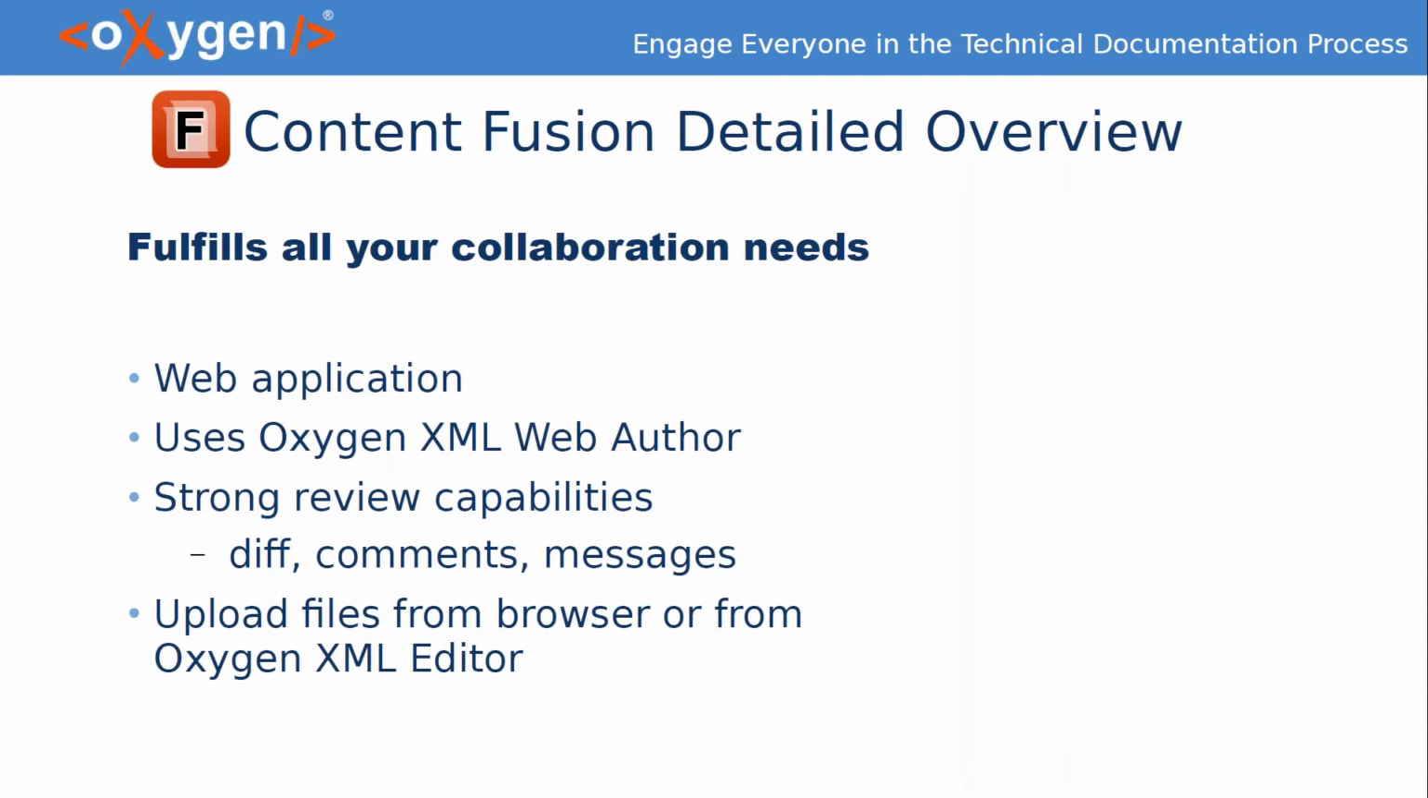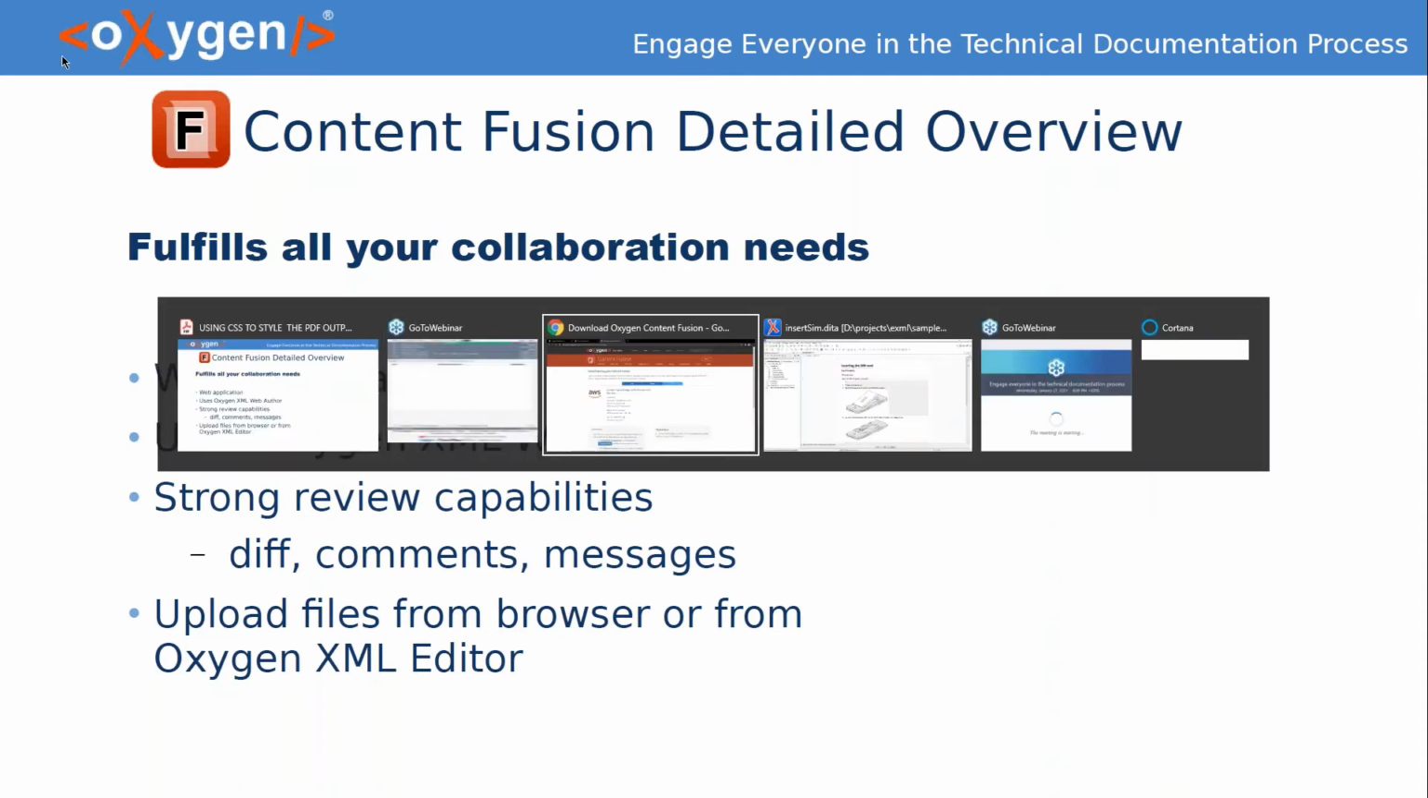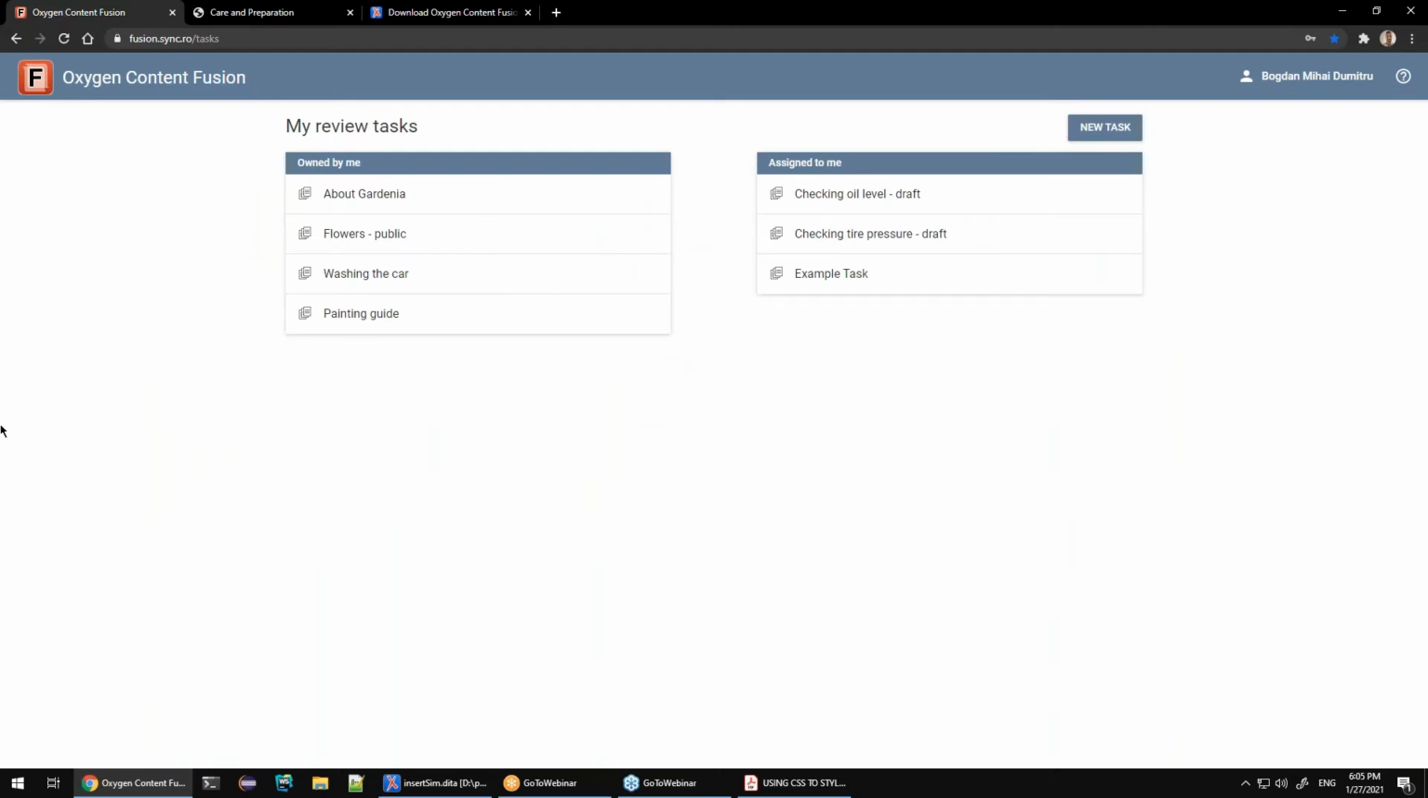With this primitive way of collaboration in mind, let's see how Content Fusion solves it. First of all, Content Fusion is a web application, so let's take a look. Here is the main page with all review tasks assigned and owned by me. A task consists of a set of files that I send or assign colleagues to for review or co-authoring purposes.